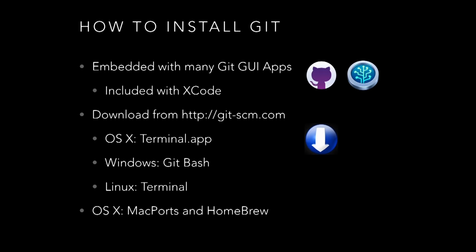What's nice is if you create a repository with SourceTree or GitHub and you don't like that particular app and you want to move to Tower or something else, you can do that. The repository is not application specific. It is a Git repository, so you don't have to stick with that particular application.